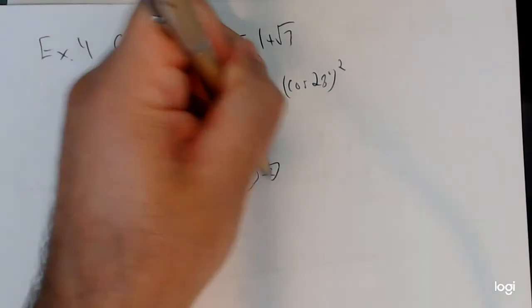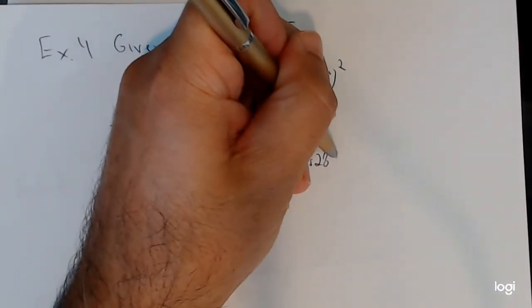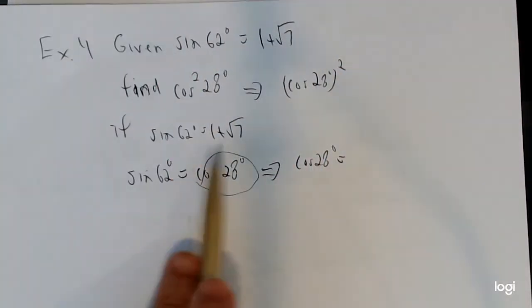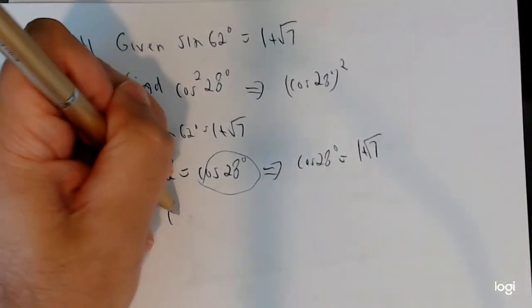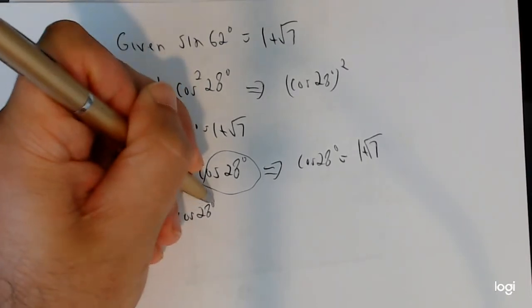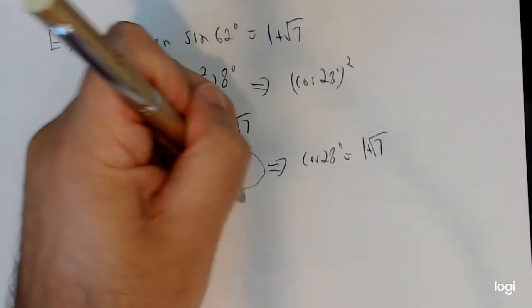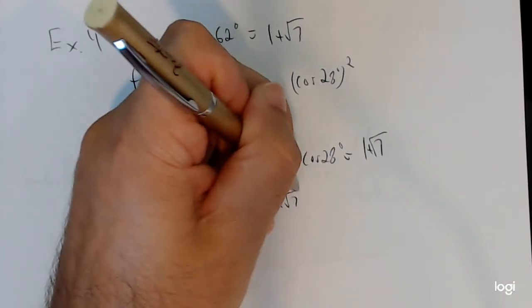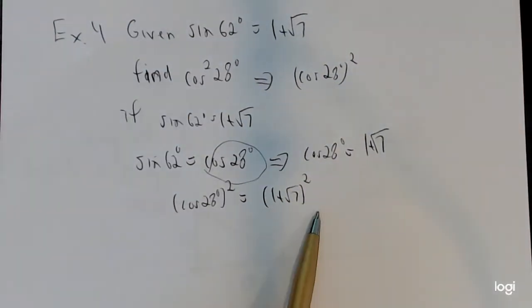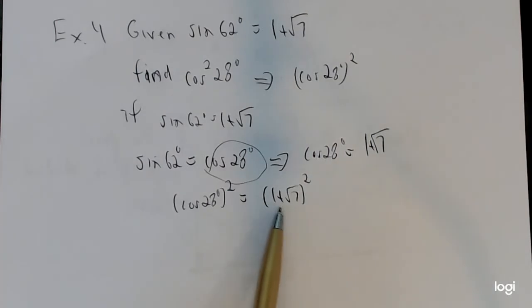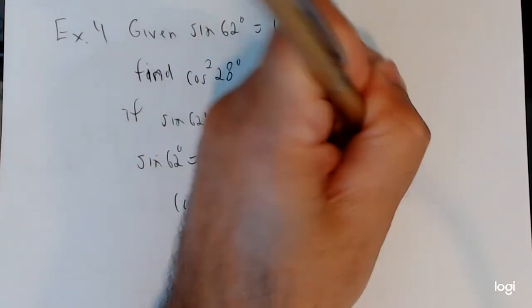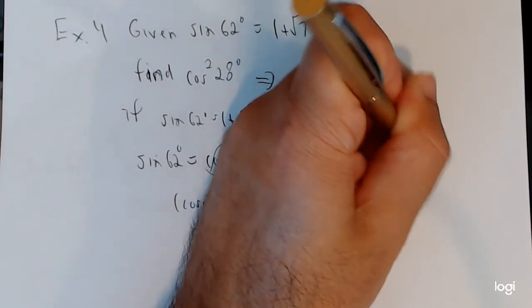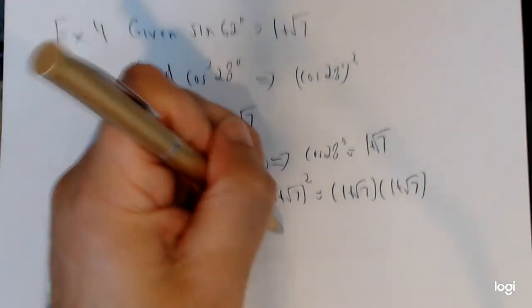So this implies cosine of 28 degrees equals the same thing as sine of 62, which is 1 plus rad 7, which then would mean cosine of 28 degrees squared is the same thing as 1 plus rad 7 squared. Now remember, one common mistake people make, they say this is the same thing as 1 plus 7, which is 8, but you're forgetting to FOIL it. So when we have 1 plus rad 7 squared, I rewrite it as 1 plus rad 7 times 1 plus rad 7, which now I FOIL out.